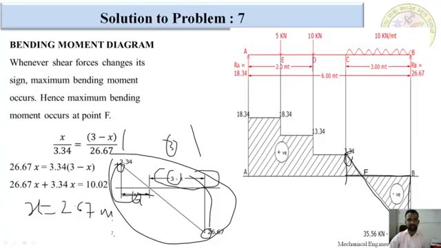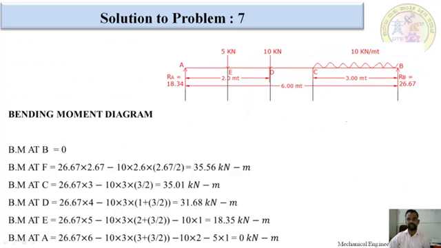After calculating this one, we are going to do the bending moment calculation. I already told you that at a support the bending moment is always 0. By calculation also it is 0, and if you are not calculating, then also it is 0. Bending moment at B is equal to 0, bending moment at A is equal to 0. After that we require to calculate between the points.